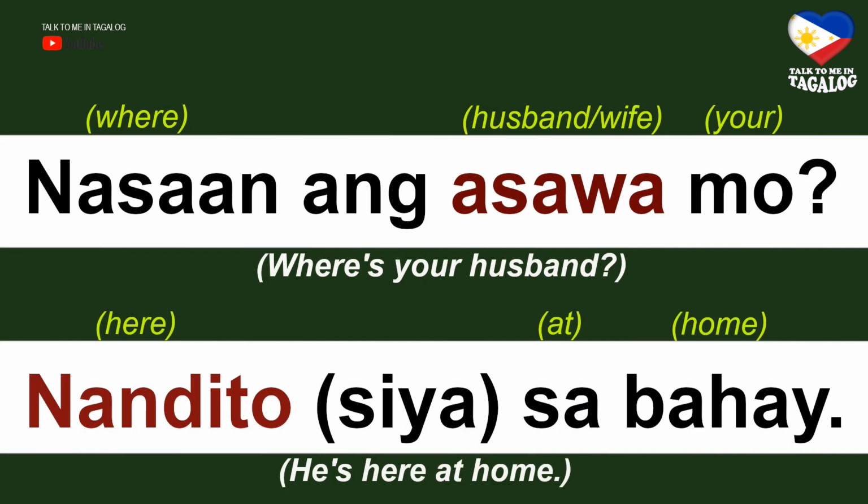Example, nasaan ang asawa mo? The noun asawa means a spouse, so it could either be a husband or a wife. In this example, we will use it as a husband. Nasaan ang asawa mo? Where's your husband? Answer, nandito siya sa bahay. He's here at home.